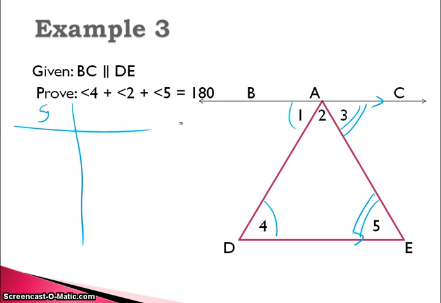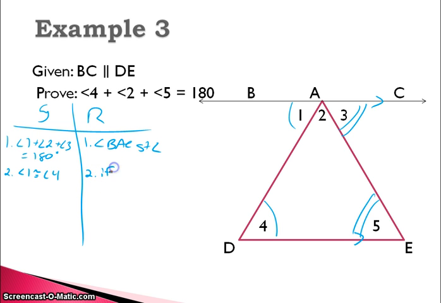So, given, we have angle 1 plus angle 2 plus angle 3 is 180. And we can say that because BAC is a straight angle, and we know that angles that form a straight angle, if there's 2 of them, they're supplementary, but if there's 3 of them, we just say they add up to 180. We can say that angle 1 is congruent to angle 4 because they are alternate interior angles.